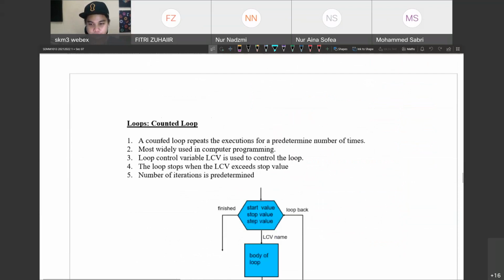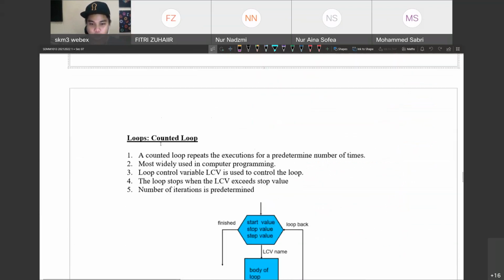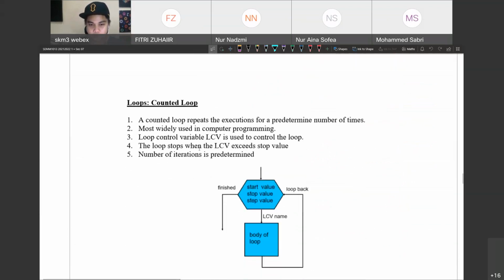So here is the counted loop. What is a counted loop? A counted loop repeats the execution for a predetermined number of times. It is most widely used in computer programming. The loop control variable, which is LCV, is used to control the loop. The loop stops when the LCV exceeds the stop value. The number of iterations is predetermined, right?